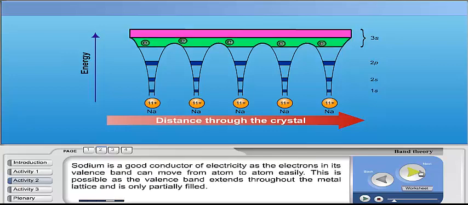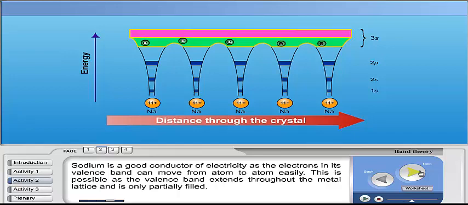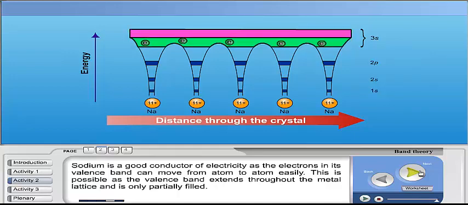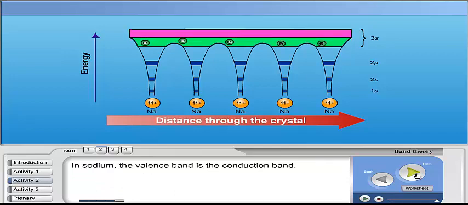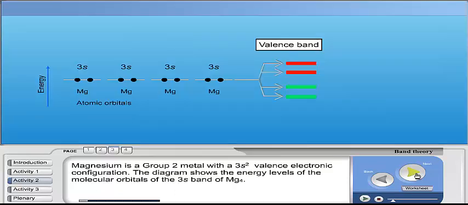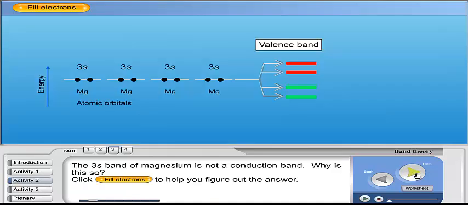Sodium is a good conductor of electricity as the electrons in its valence band can move from atom to atom easily. This is possible as the valence band extends throughout the metal lattice and is only partially filled. In sodium, the valence band is the conduction band. Magnesium is a group 2 metal with a 3s2 valence electronic configuration. The diagram shows the energy levels of the molecular orbitals of the 3s band of Mg4. The 3s band of magnesium is not a conduction band.